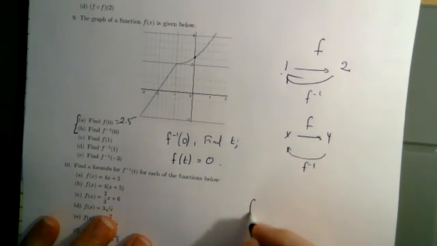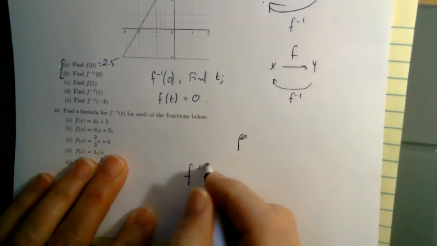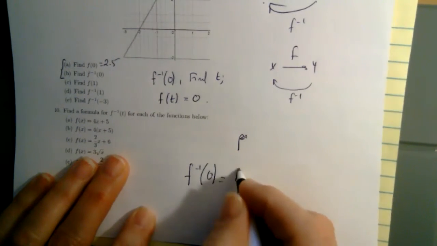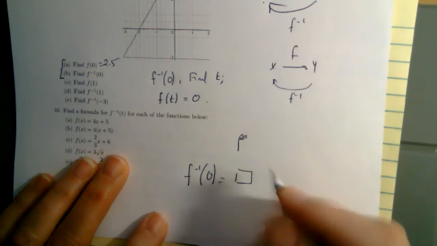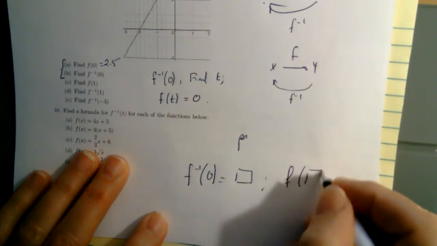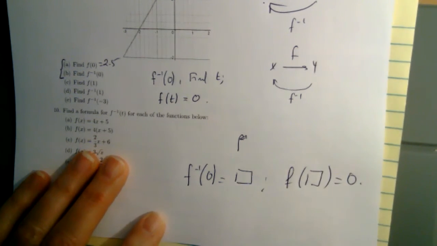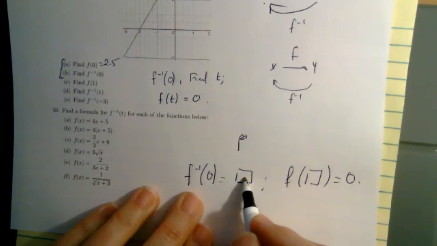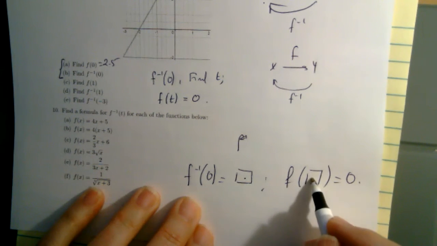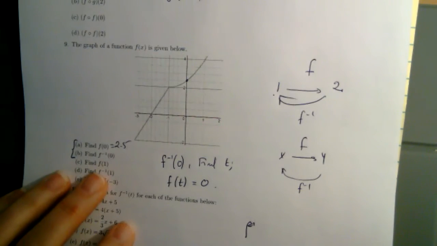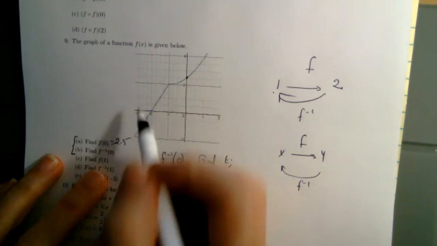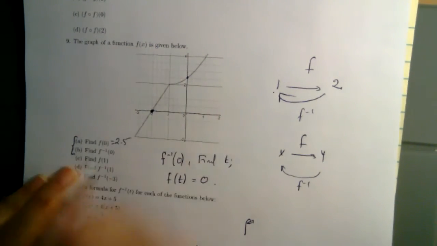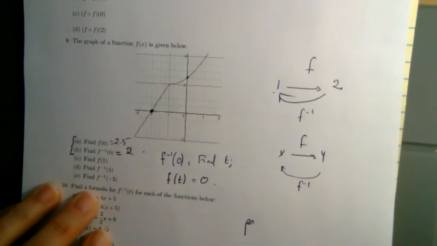So I repeat, finding f inverse of 0 is the box such that f of the box is equal to 0. That's what f inverse is. What's the input that f takes to 0? So graphically, what's f inverse of 0? Which input does f take to 0? Oh, 2. f inverse of 0 is equal to 2.